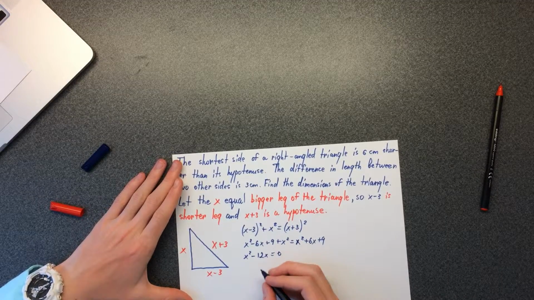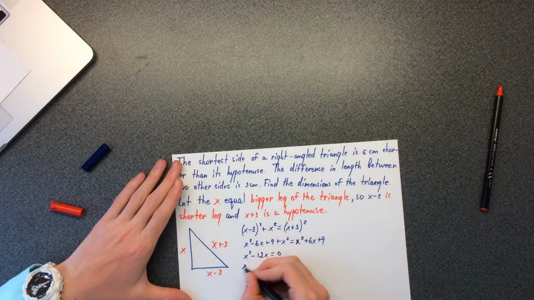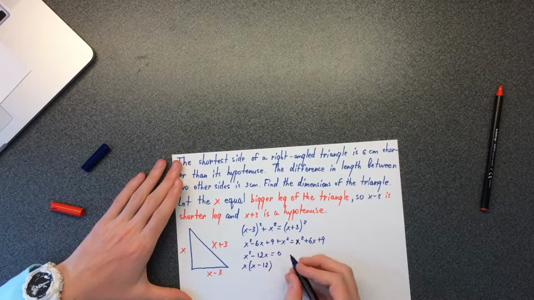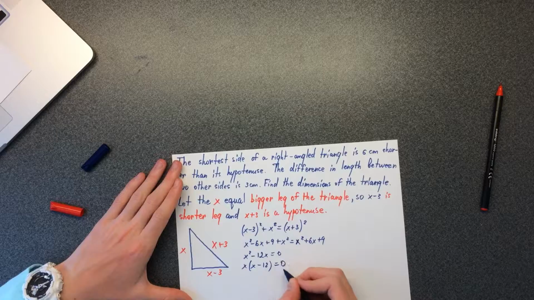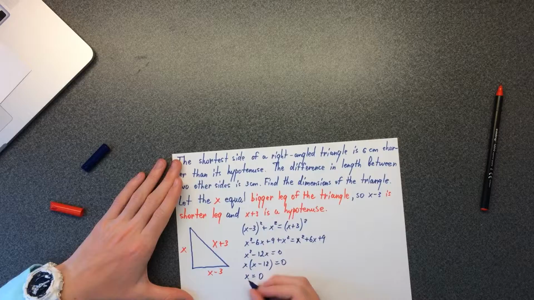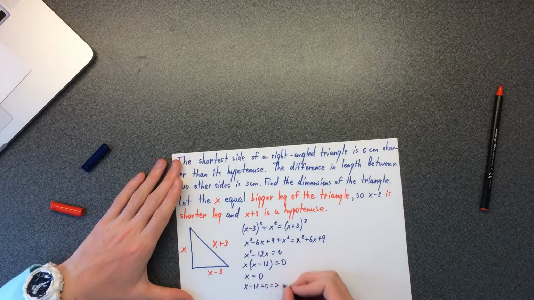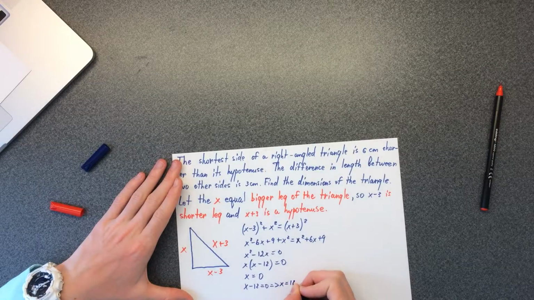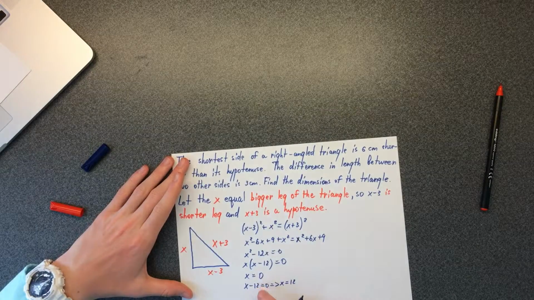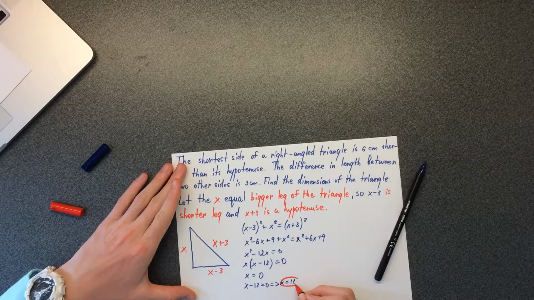So now I can't factor it in the usual way, but I can find a common factor, which is x, and we have x times x minus 12 equals 0. So x equals 0 or x minus 12 equals 0, so x equals 12. Since the length can't be 0, we have the answer, which is x equals 12.